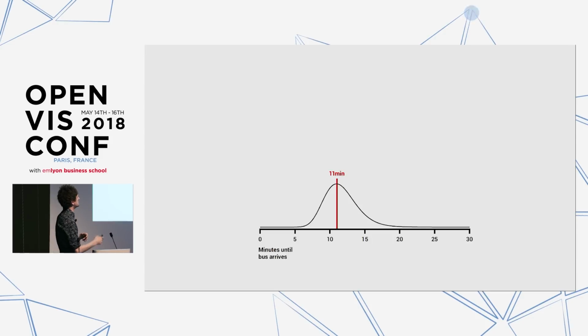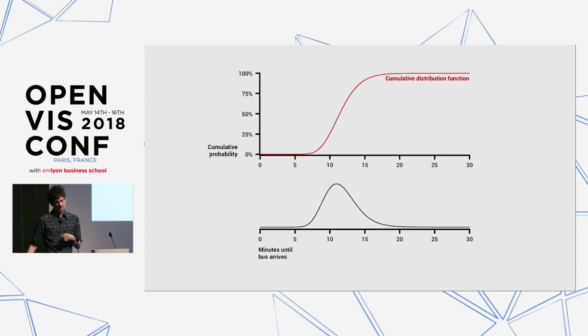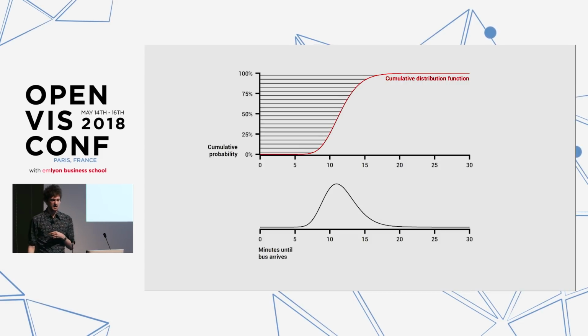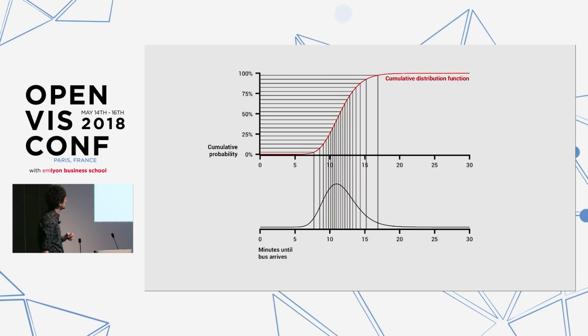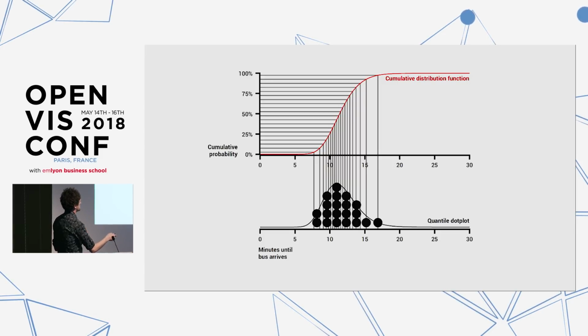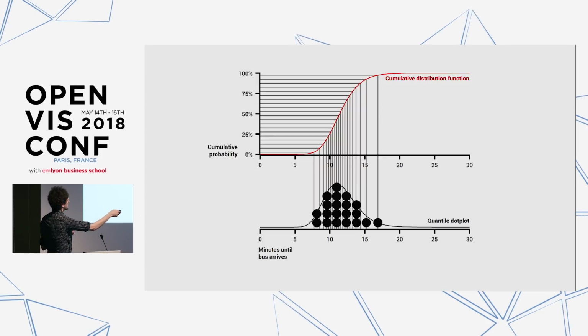One of the things we could do is take the cumulative distribution function, so basically the probability that the bus shows up before any given point on this timeline, take evenly spaced quantiles, stick them back into the time domain, and then stack them up into a dot plot. This is called a quantile dot plot. There's a couple of useful properties of this visualization. One of them is that the shape still approximates the density, so you can still find things like the mode if you want to.